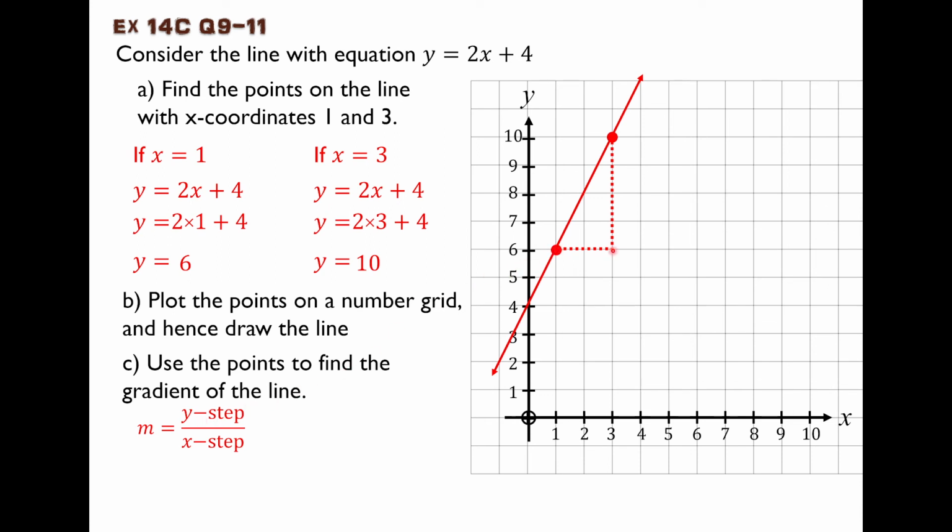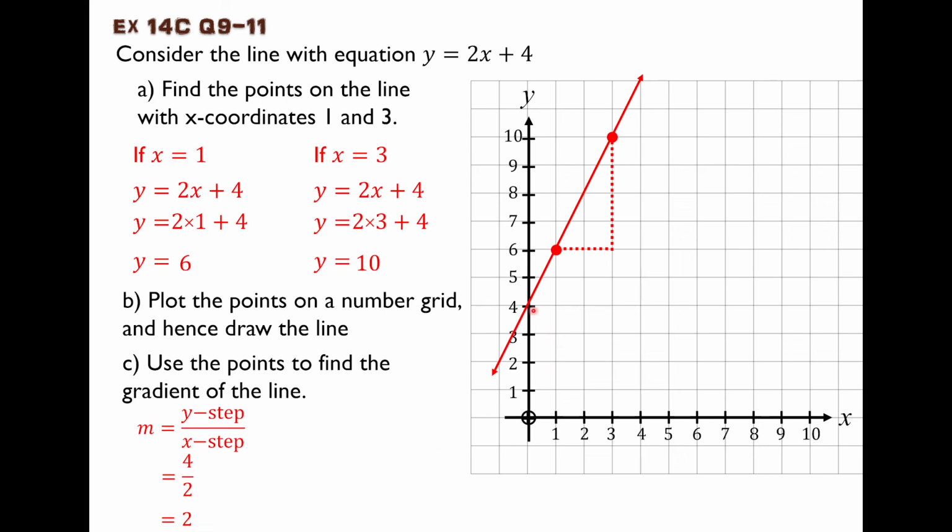The y step is how far up or down I go. So from here, I have to go up 1, 2, 3, 4. 4 spaces. So the y step is 4. And the x step is 1, 2. So the y step is 4, and the x step is 2. The slope is 4 divided by 2. You should simplify the fraction if you can, so the answer is as simple as possible. And we can simplify this answer. 4 divided by 2 is 2. So the slope is 2.